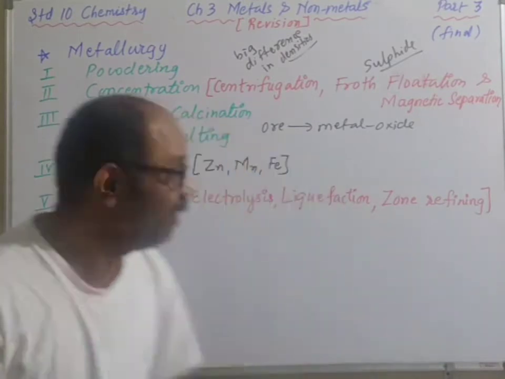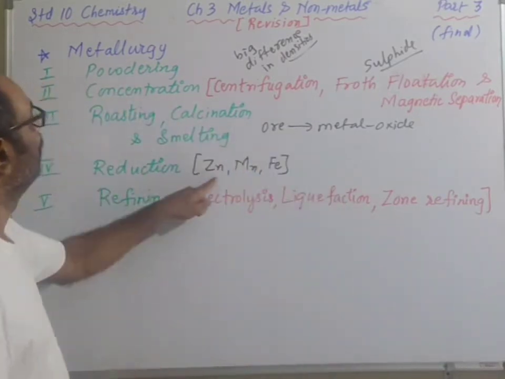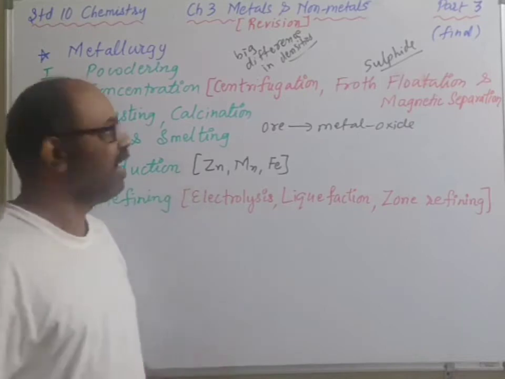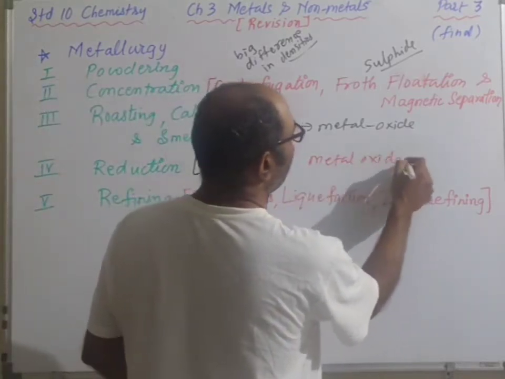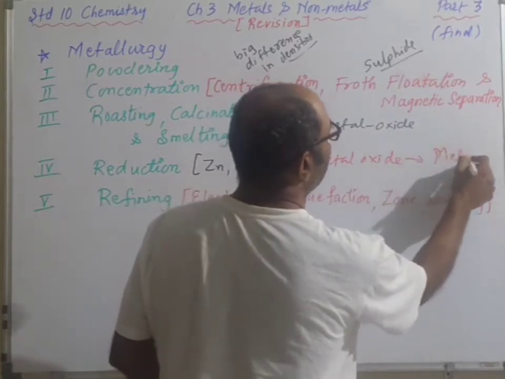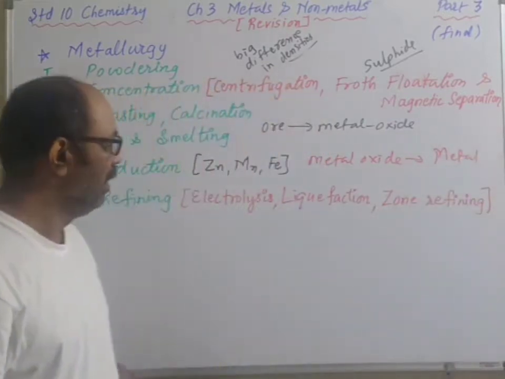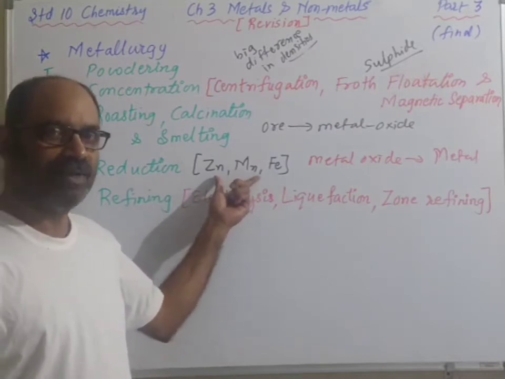Okay. Now what do you have? You have got metal oxide. So reduction is done. In this reduction, metal oxide is reduced to metal. Please remember these three examples.